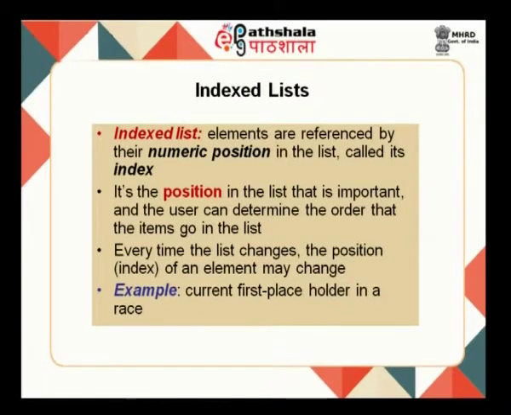Now, here the elements are referenced not by the numerical value, not determined by their values, but by the position in the list, and that is called the index. It is the position in the list that is important, and the user can determine the order the items go into the list. Every time the list changes, the position of the element will also change. So, for example, the current first place holder in a race: if you have a list and a current first place holder in the list, then his position will keep on changing depending upon how the list changes.